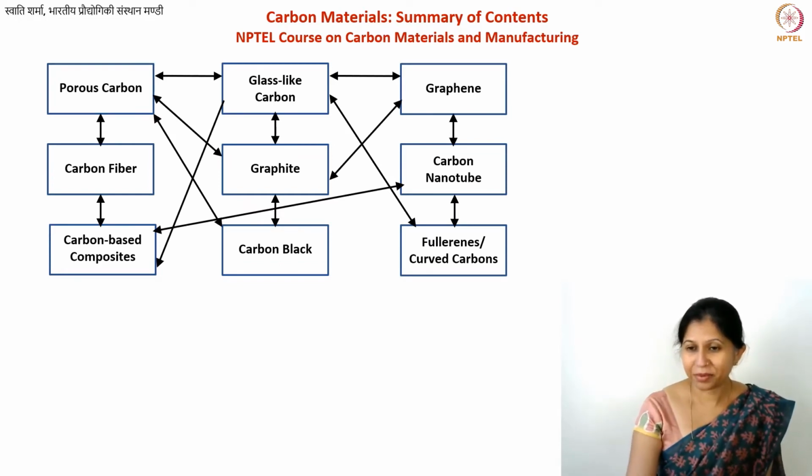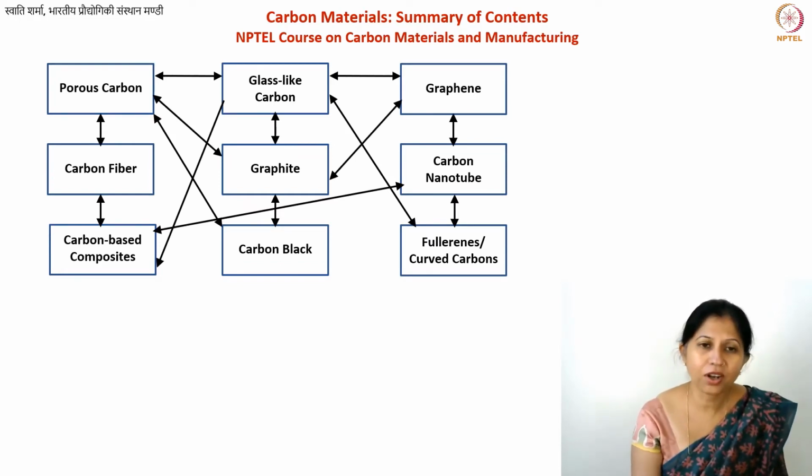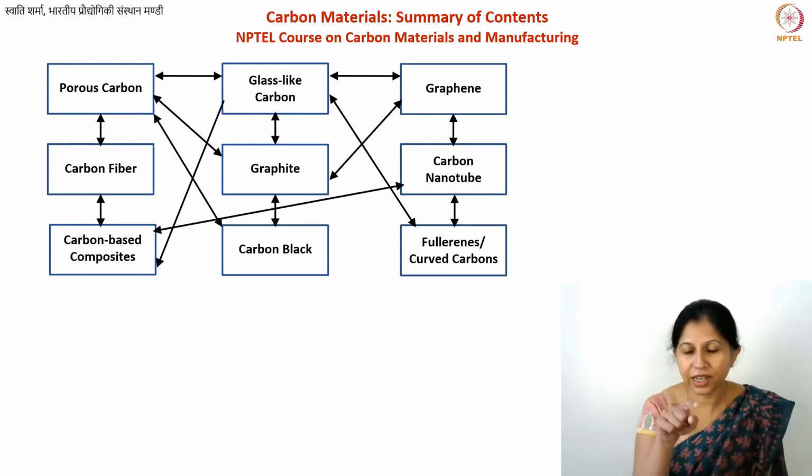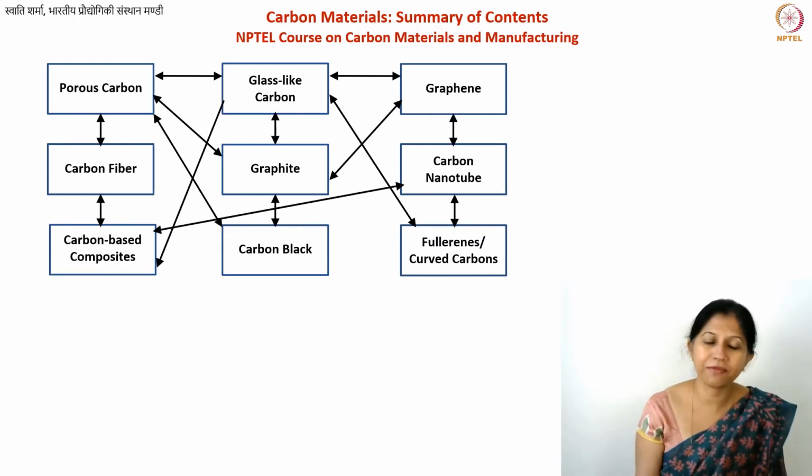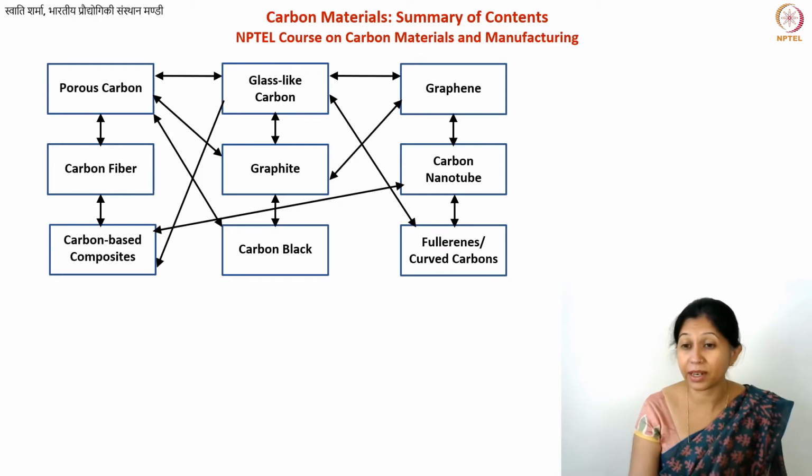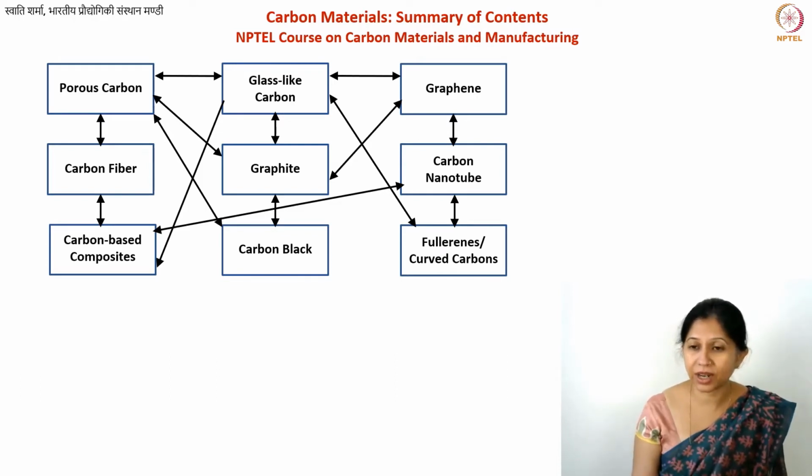Interestingly, all these carbon materials are connected to each other. I will not tell you the relationship between each individual carbon material. In fact, these arrows that I have drawn, you can definitely draw more than that. Let's say graphite is connected to glass-like carbon.